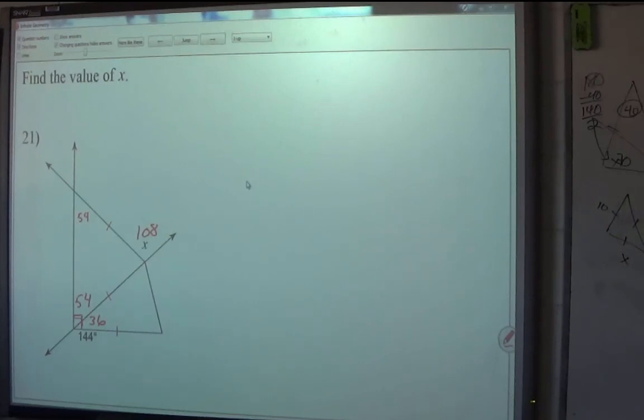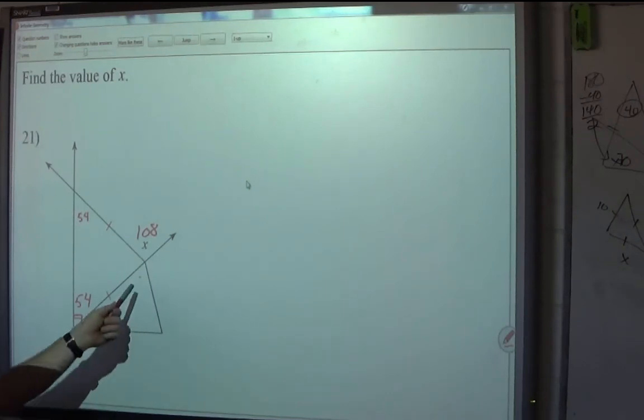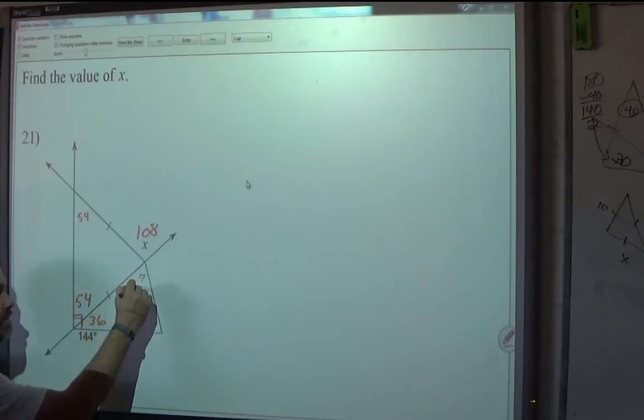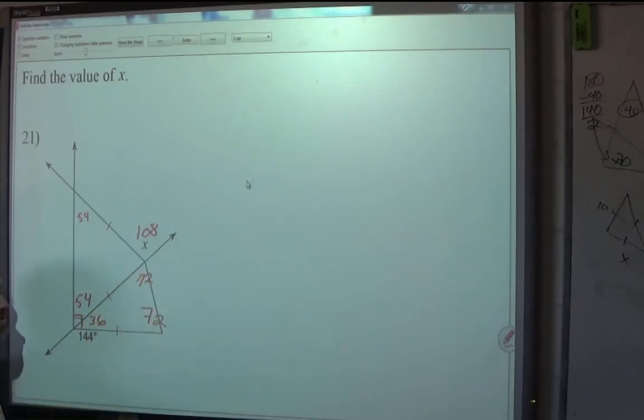It's the vertical angle of x. So, no, that's not a vertical angle. It worked out to be that way. That doesn't equal 108 now. What did you find this one to be? 72. I took 72 plus 36 and got that one. That just happened to work. It's definitely not vertical.